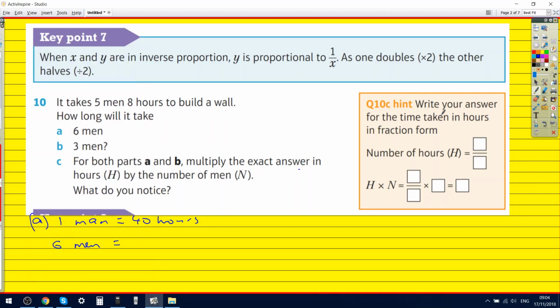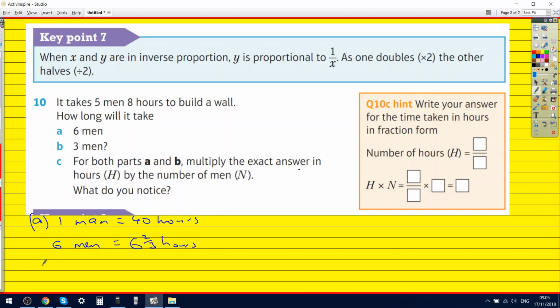Write your answers for the time taken in fraction form. Okay, so 6 2/3 hours is fine, I think. And actually, a third of an hour is 20 minutes, isn't it? So that'd be 6 hours, 40 minutes.